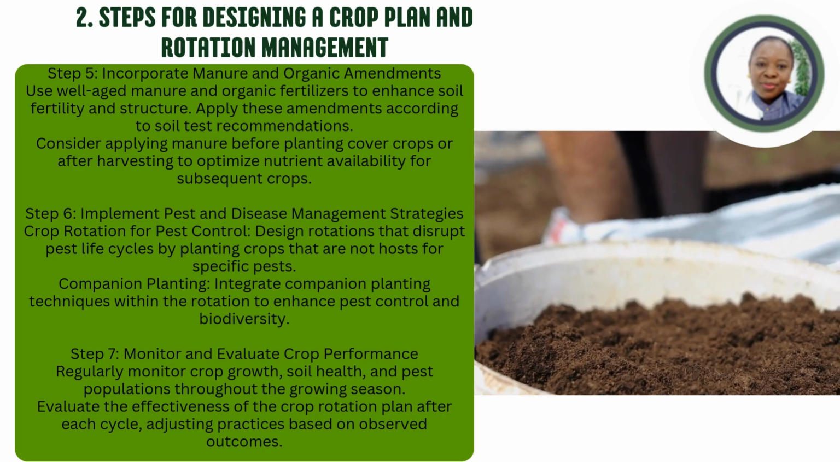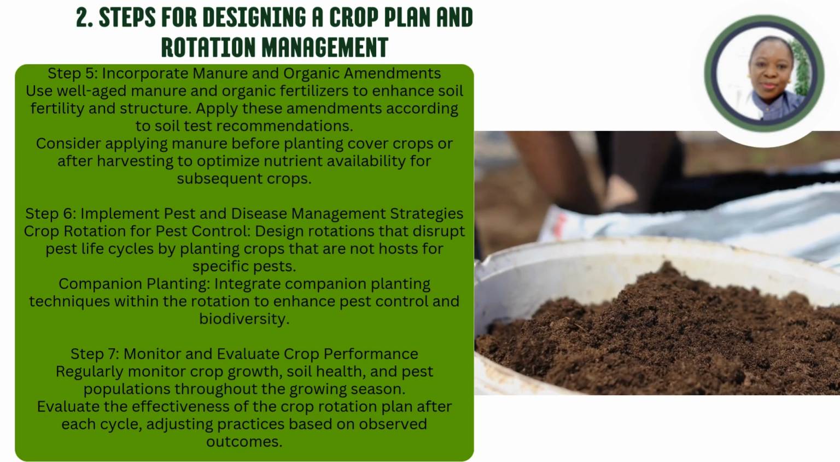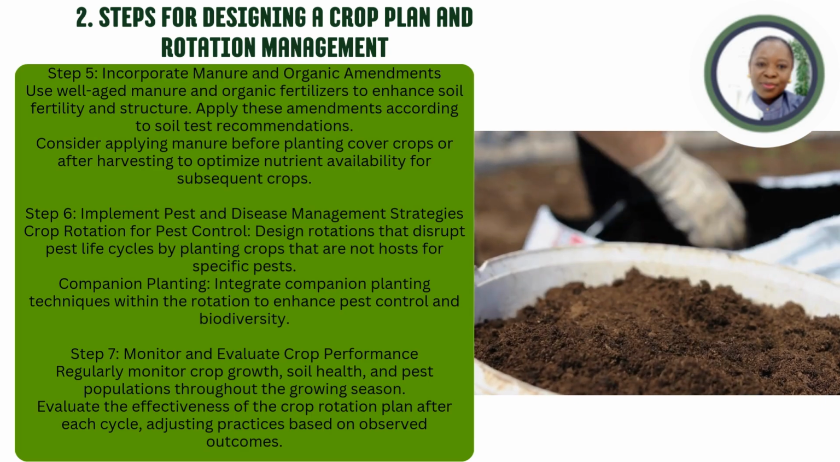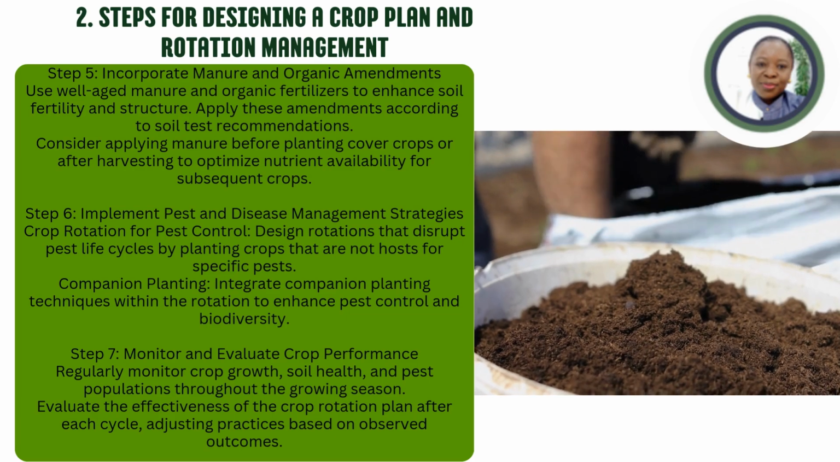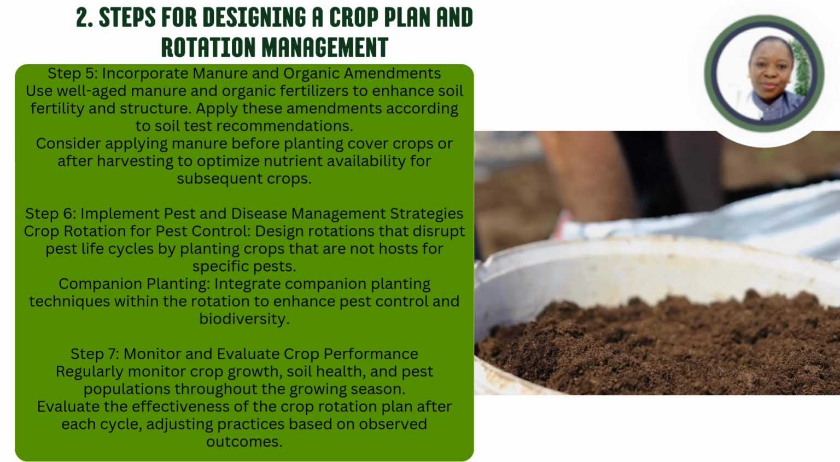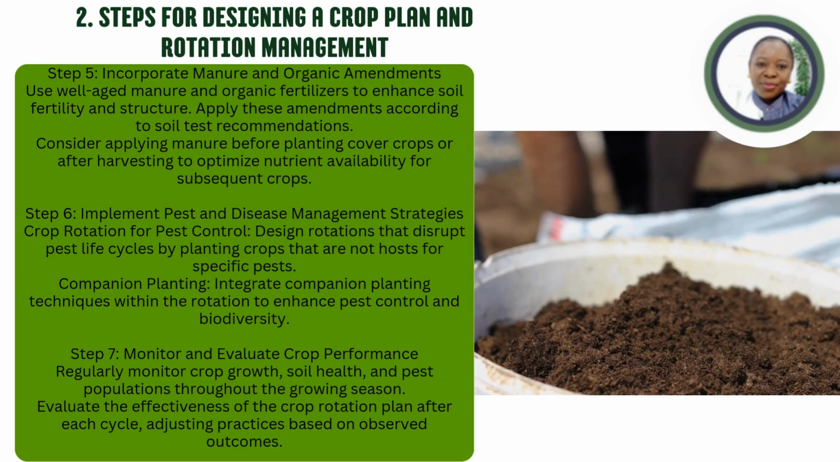Step 7. Monitor and evaluate crop performance. Regularly monitor crop growth, soil health, and pest population throughout the growing season. Evaluate the effectiveness of the crop rotation plan after each cycle, adjusting practices based on observed outcomes.